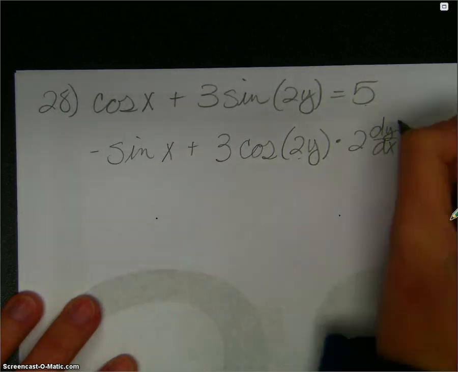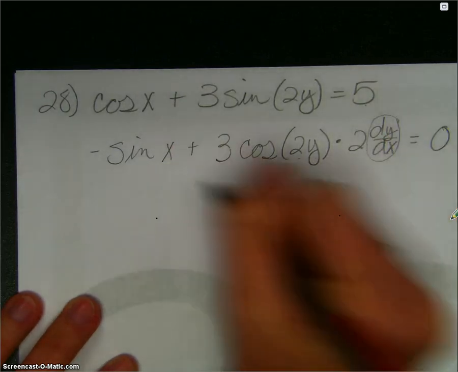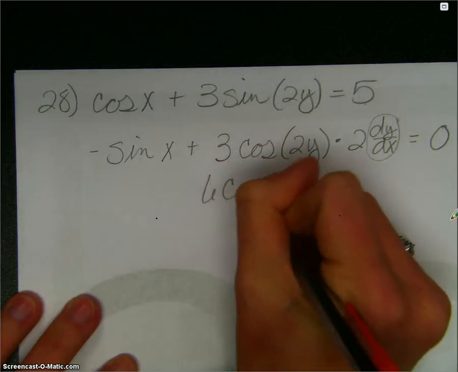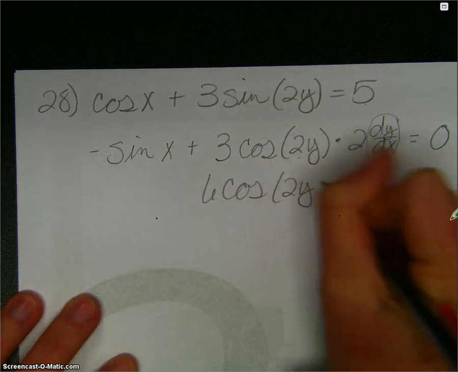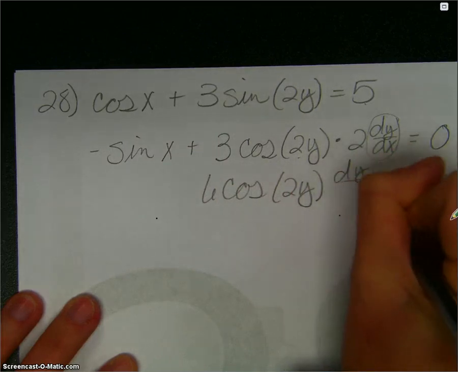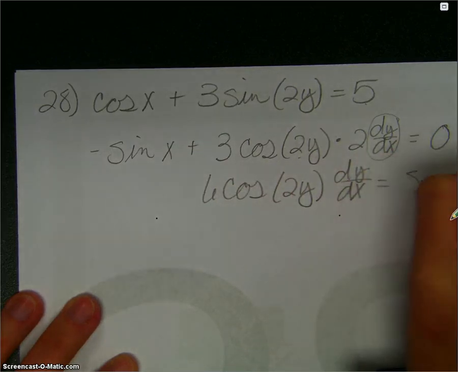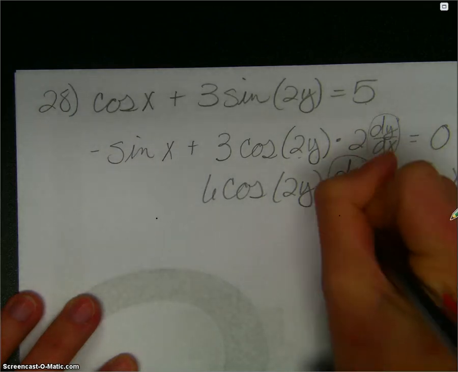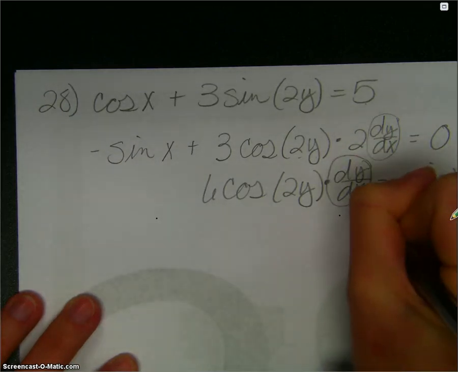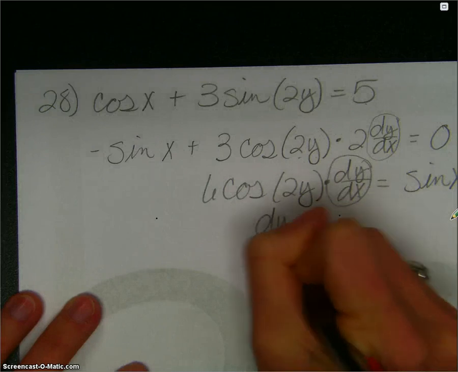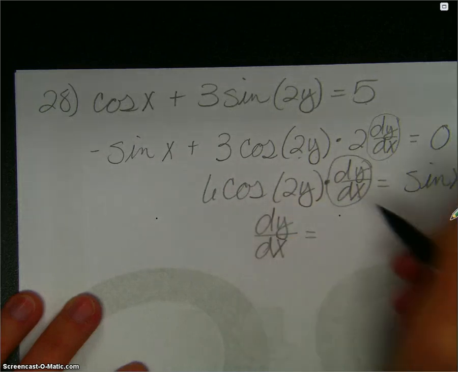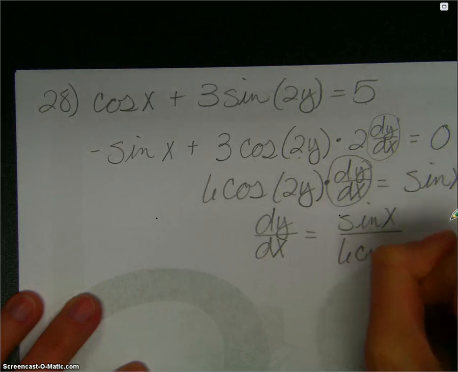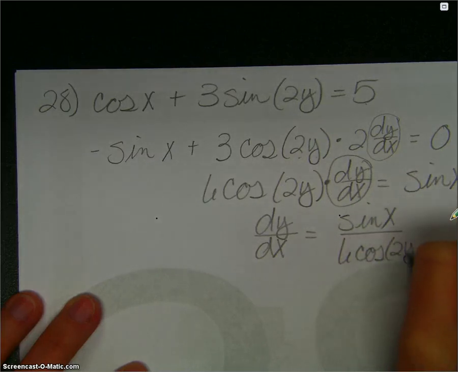Okay, I'd like to get dy dx by itself, so let's start by adding the sine over to this side. And I'm going to go ahead and multiply my 3 times my 2 as well, so that'll give me 6 times the cosine of 2y, dy over dx, and I'm going to add that sine to the other side. Now, these are held together with multiplication. I'm trying to get this by itself, so I can just divide over, and that's going to leave me with the sine of x over 6 times the cosine of 2y.